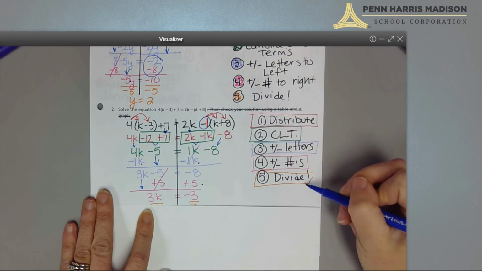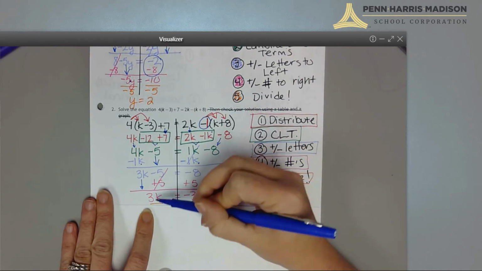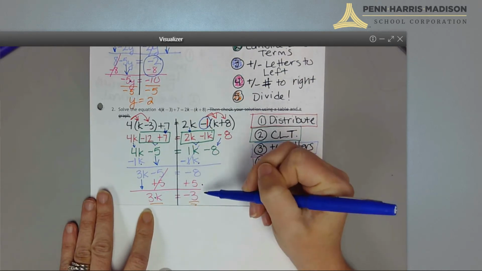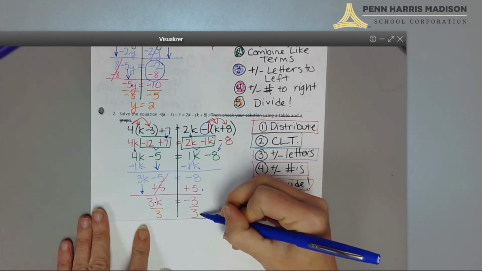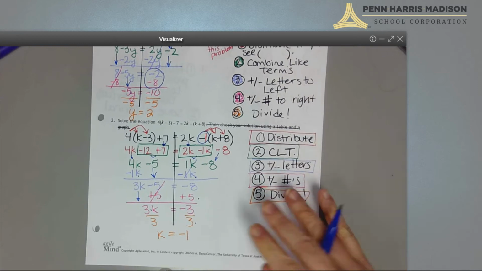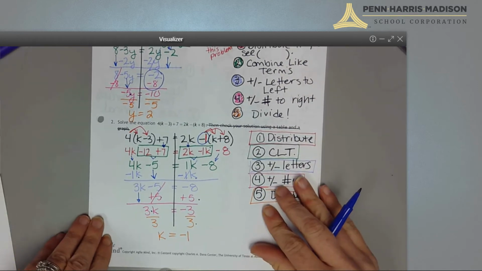Last step, divide. 3 times K is -3, so I need to divide both sides by 3. -3 divided by 3 leaves me with K equaling -1.